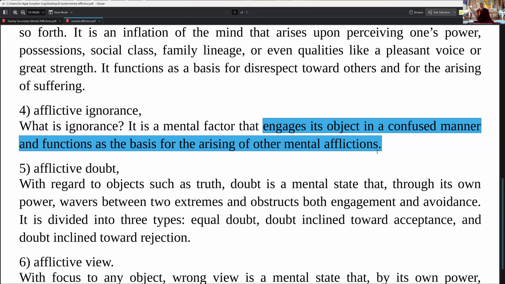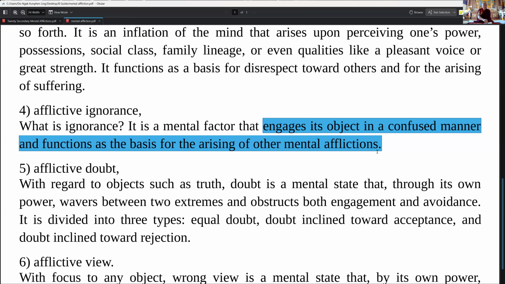Then as you know that, we have to overcome ignorance, right? Overcome the lack of knowledge, overcome the wrong understanding, right? So that is how we describe ignorance.